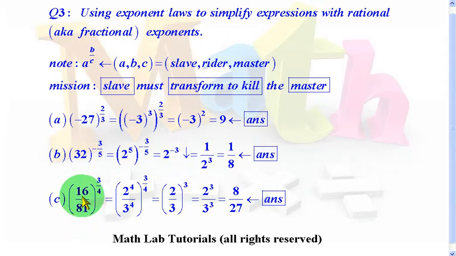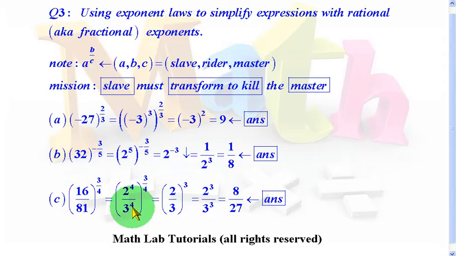We have 16 over 81 to the power 3/4. You identify the base as 16 over 81. You identify the rider as 3 and the master as 4. Now, the master talks to the base, which happens to be a fraction in this case. And, of course, the master wants to die. And we know that 16 can be rewritten as 2 to the power 4, and 81 can be rewritten as 3 to the power 4.